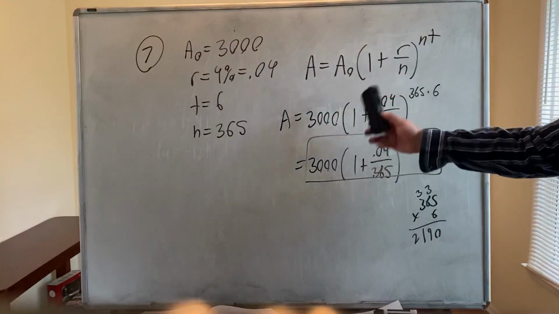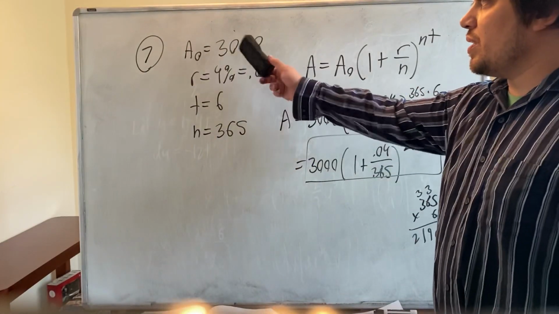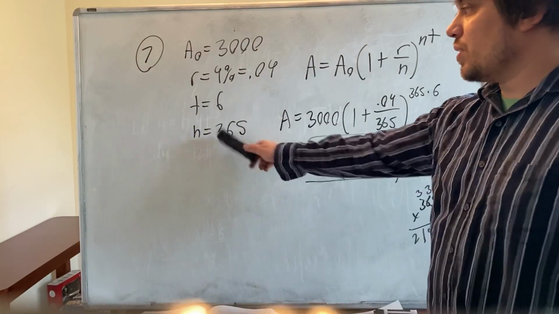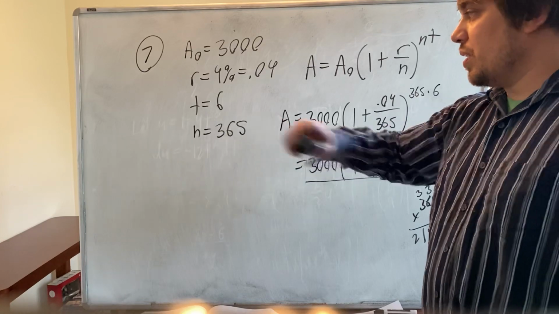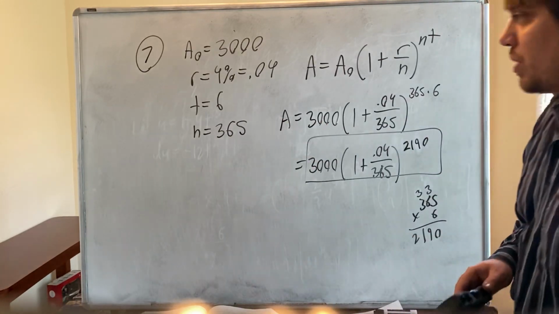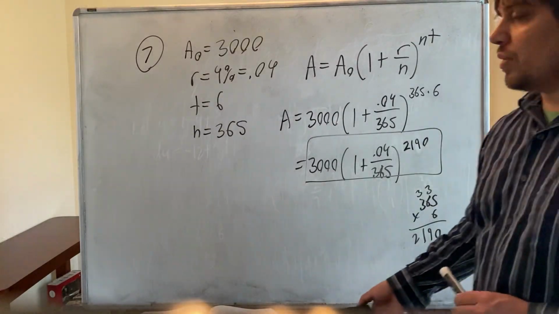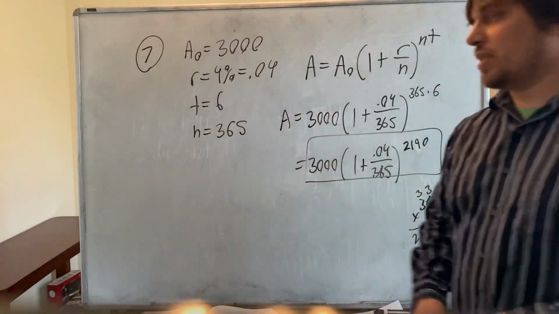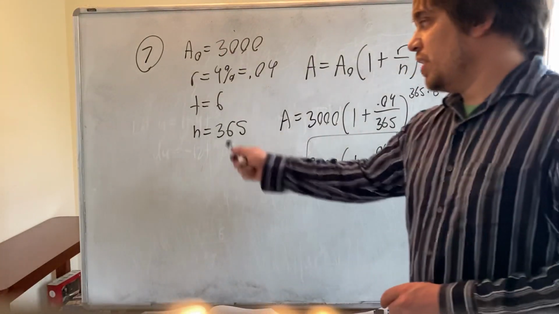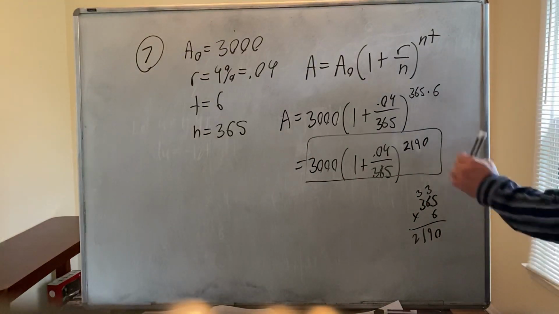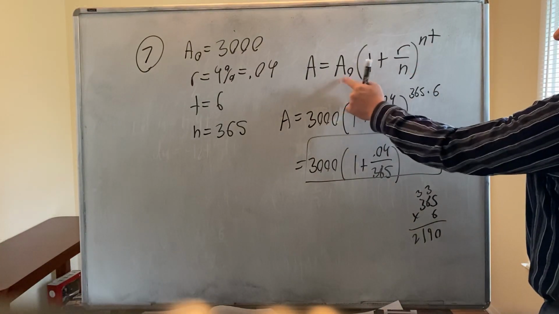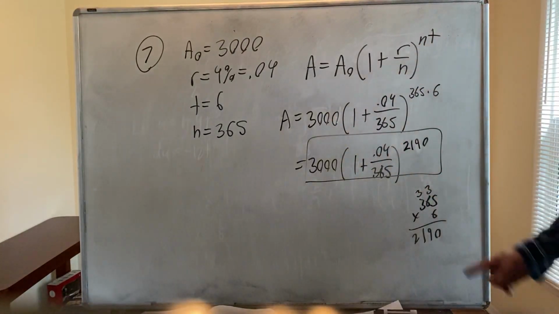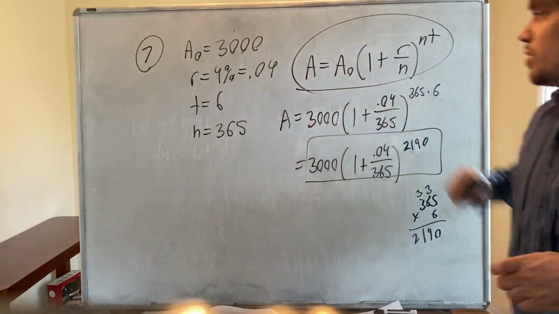So you just have this formula. You need to know A naught is the initial amount, that's 3,000. R is 4%, 0.04. T is 6 years. Interest compounded daily means interest is compounded 365 times each year, so N equals 365. You don't consider leap years, just a regular year, 365. So you just plug in 0.04, 365, 3,000, 365, 6 there, and you just calculate it and get the answer. Very simple. You just need to remember this formula to get the answer to this problem.